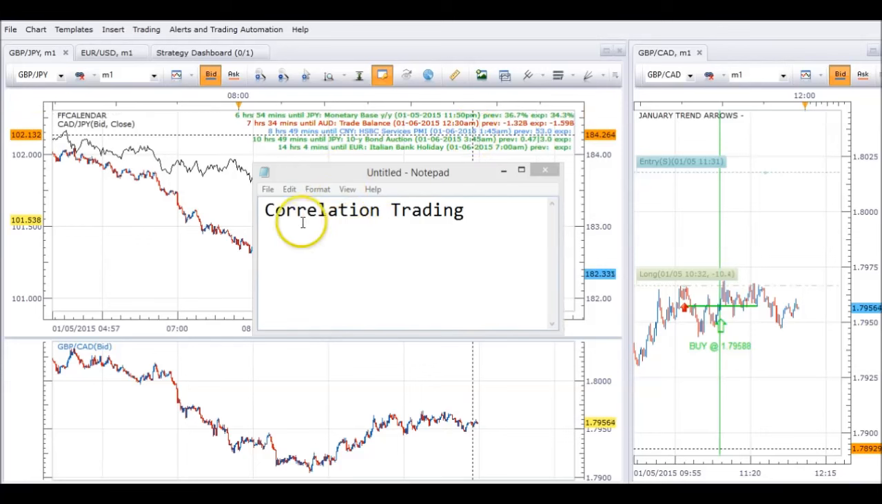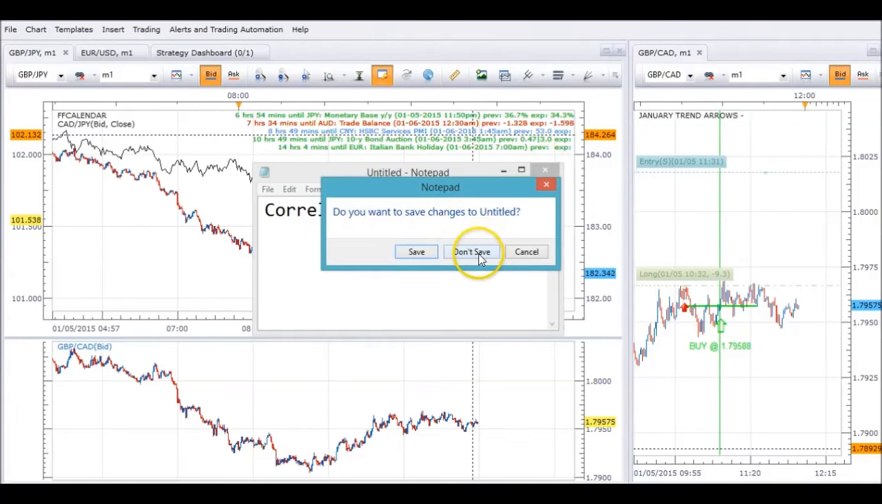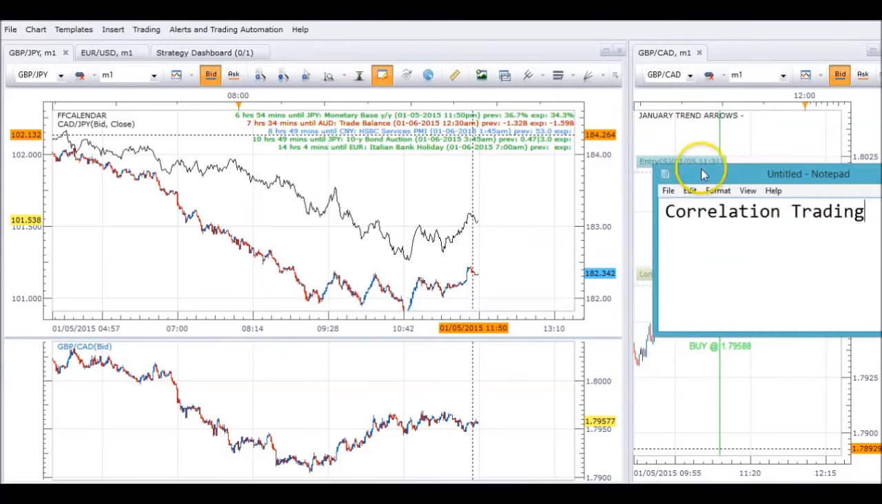All right, we're going to be talking about correlation trading. I got a post in Forex Trend Following asking me to explain why I entered the trade, how I entered it. So this is what I'm going to do. Well, I'll leave that up there because I might use it in a few minutes.